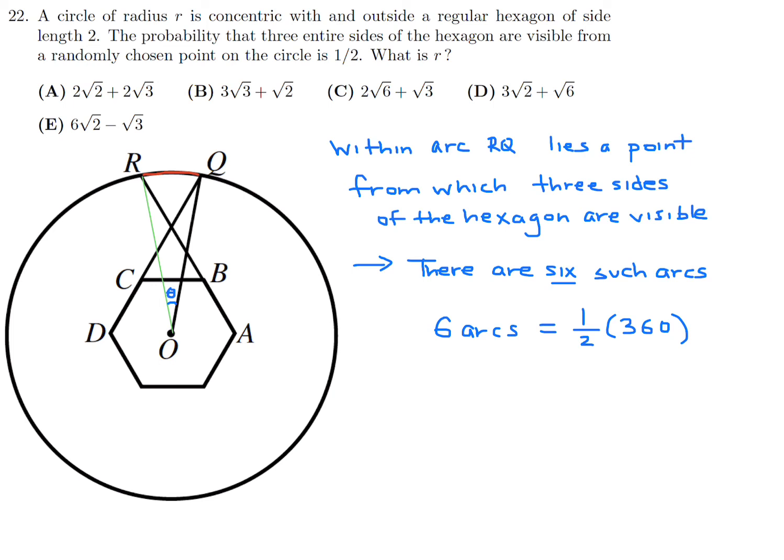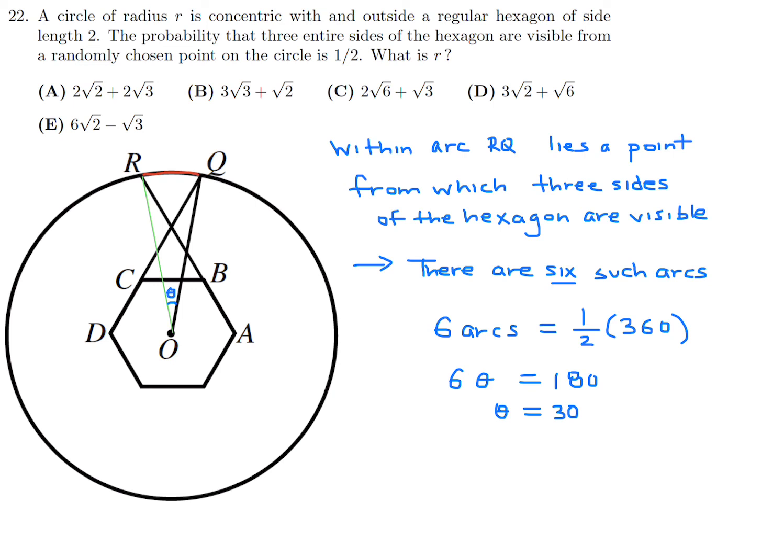Each of those arcs has an associated angle, and since we have 6 of them, if you add up those angles, they will equal half of the circle, half of 360 degrees. So 6 theta equals 180, and therefore theta is 30. Okay, so this is 30 degrees. So a very important part of the question right there. Okay, so far so good.